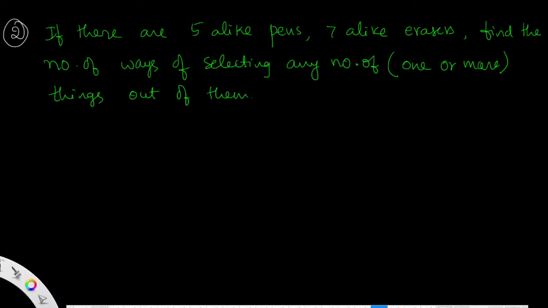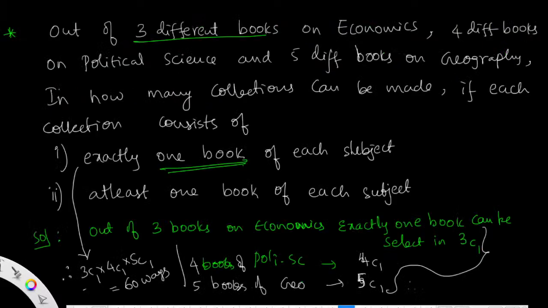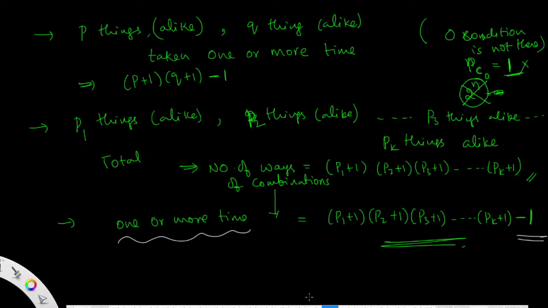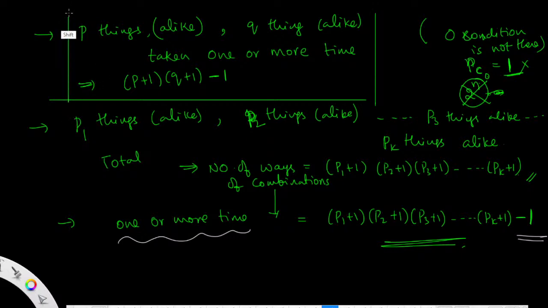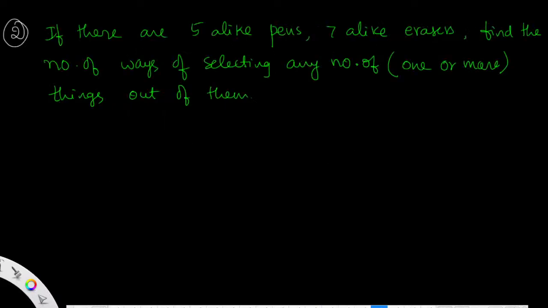How many ways? Just now we learned the formula: if P things are alike and Q things are alike, taken one or more things, this can be done in how many ways? (P plus 1) into (Q plus 1) minus 1 ways. Okay, the formula is like this.